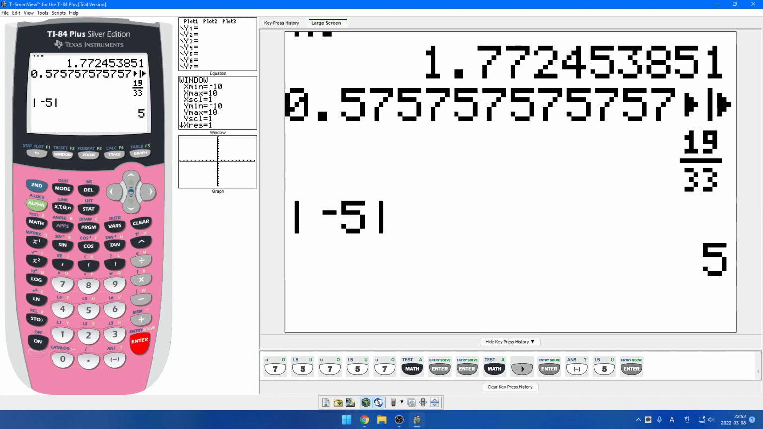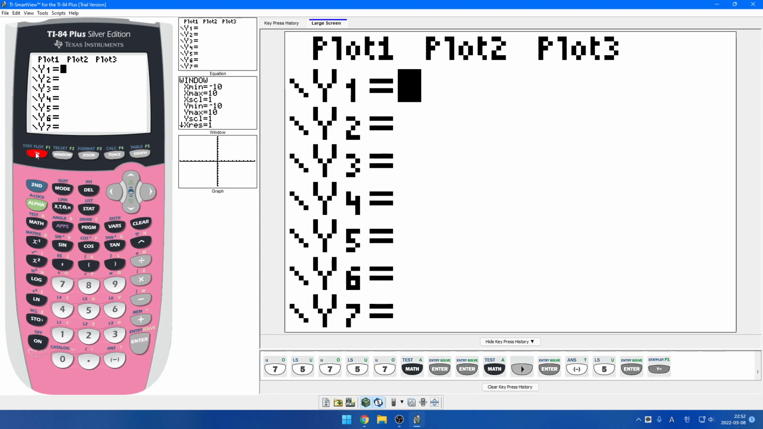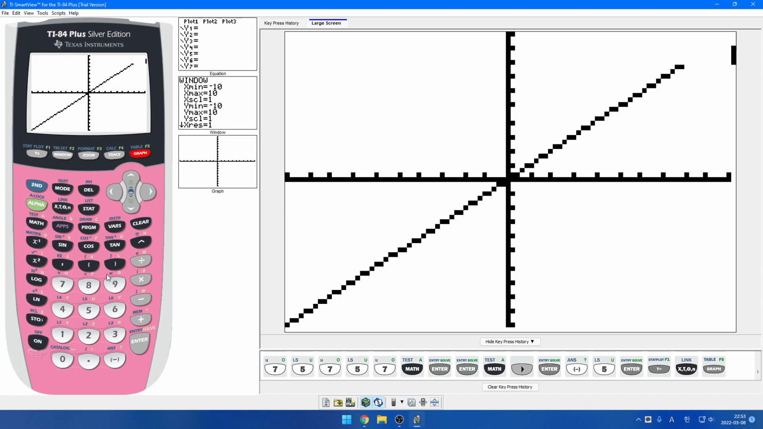Okay, let's move on to the graphing part. For the graphing part, we get there through the y equals. This is the main window that you'll find yourself in a lot when working with functions. Let's type in any function and graph it. Something like x. Let's graph. Now let's go back to y equals.